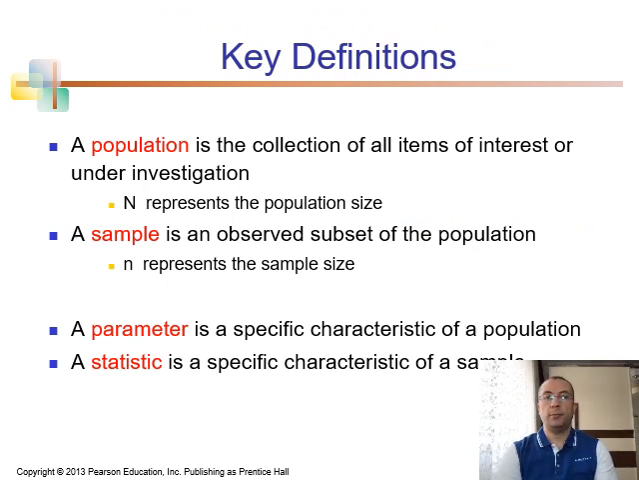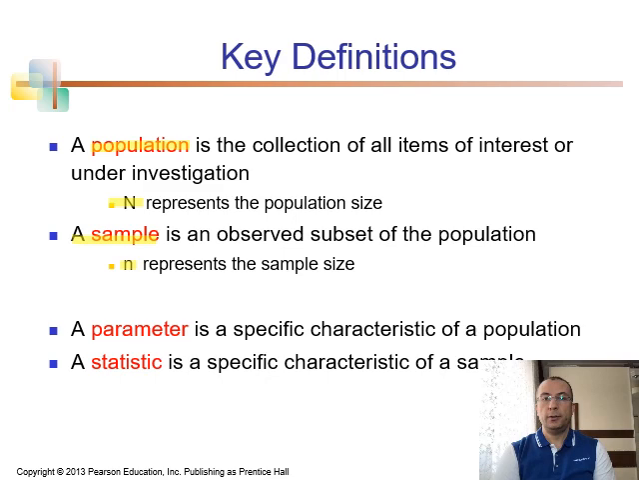So here are some basic definitions. Population versus a sample. So population, what's the population? Population is the collection of all items of interest. And we denote the population by the big cap N. Sample is a subset of the population. And we show the sample size by the small letter n.